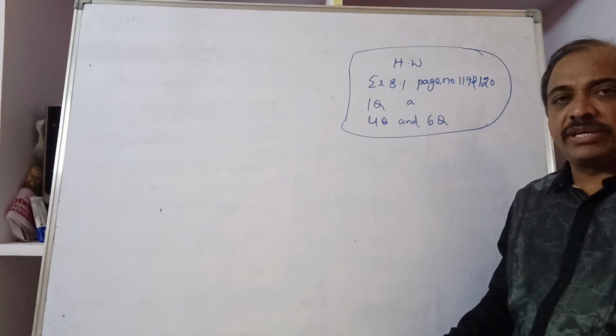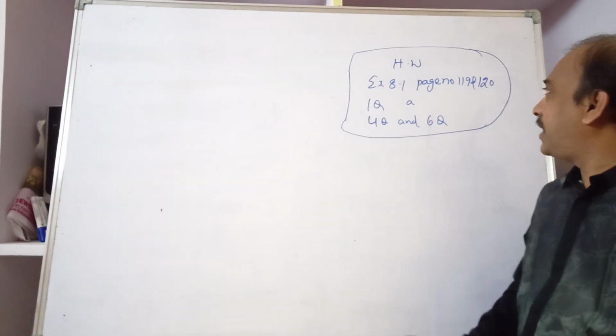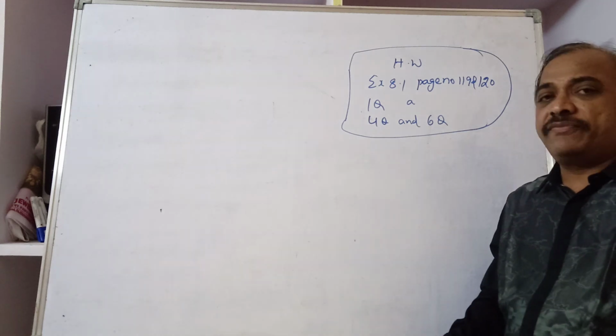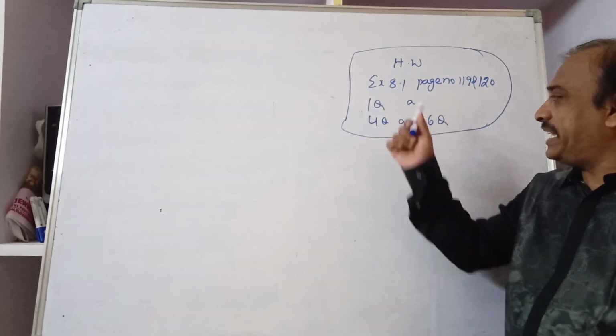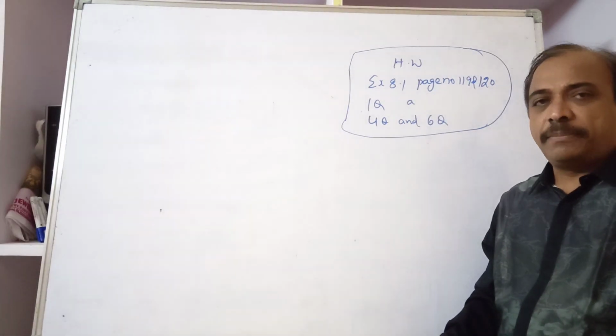Here we have some homework questions from exercise 8.1, page numbers 119 and 120. Question number 1, bit A, and the fourth question and sixth question. This you have to complete.